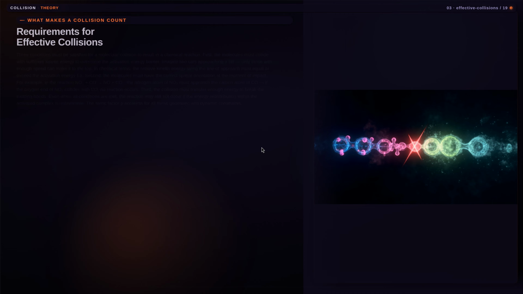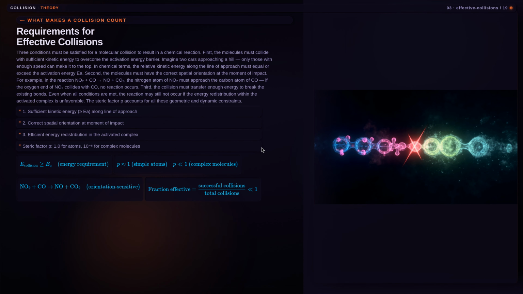Three conditions must be satisfied for a molecular collision to result in a chemical reaction. First, the molecules must collide with sufficient kinetic energy to overcome the activation energy barrier. Think of two cars approaching a hill. Only those with enough speed can make it to the top.